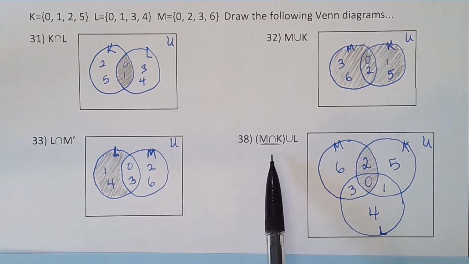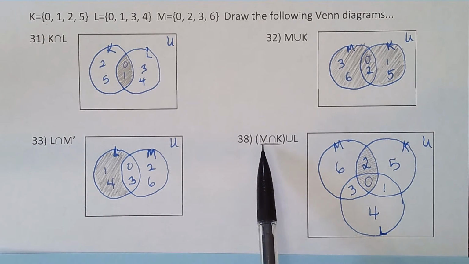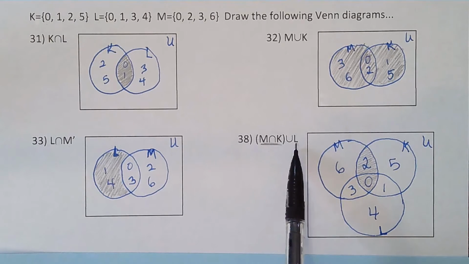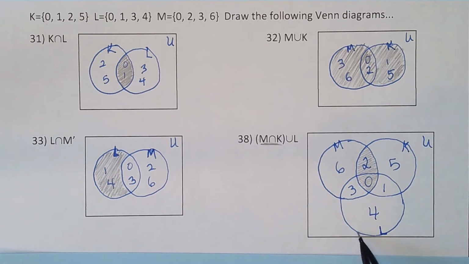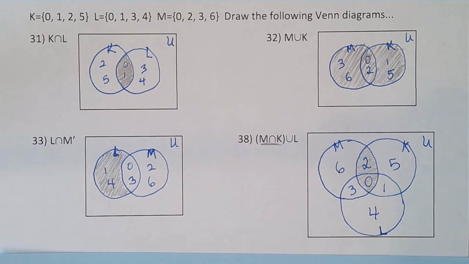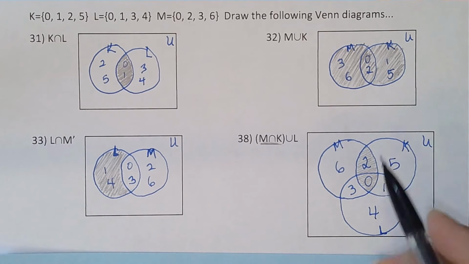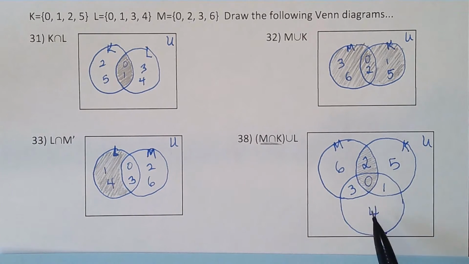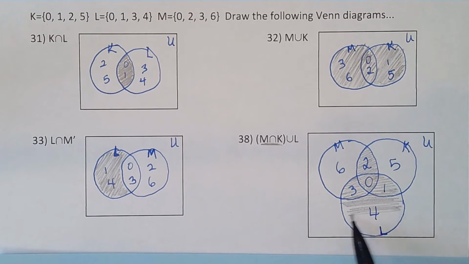Okay, so now I'm going to take that section that I've just shaded in and union it with L. So I'm going to marry this to my circle with all of L's elements, right? And remember the union, we're going to marry them together. So we want everything in that shaded area plus everything in L. So L is this whole circle. That's going to include 3. That's going to include 1. And it's going to include the rest of that circle. So we get 4 in there too.